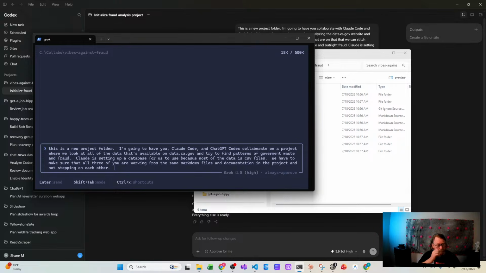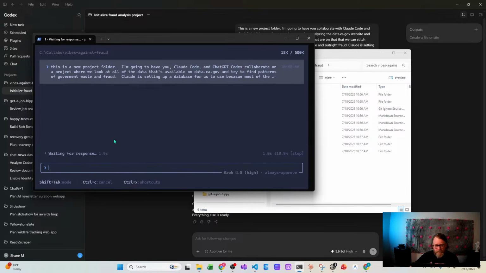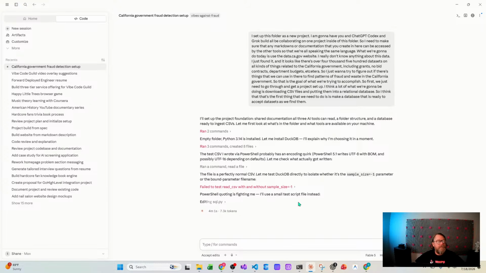All right, so I told Grok, this is a new project folder. I'm going to have you, Claude Code, and ChatGPT Codex collaborate on our project where we look at all the data that's available on data.ca.gov and try to find patterns of government waste and fraud. Claude is setting up a database for us to use because most of the data is CSV files. We have to make sure that all three of you are working from the same markdown files and documentation in the project and not stepping on each other. All right, so that's got all three of them kind of going. Let's see what Claude was working on first.